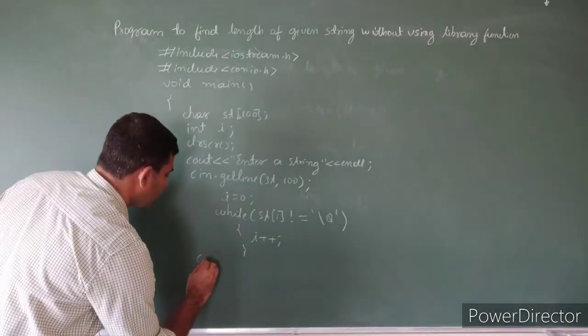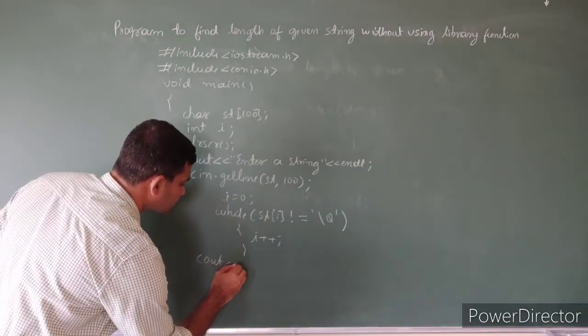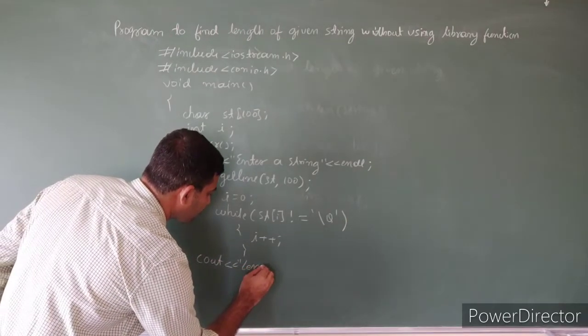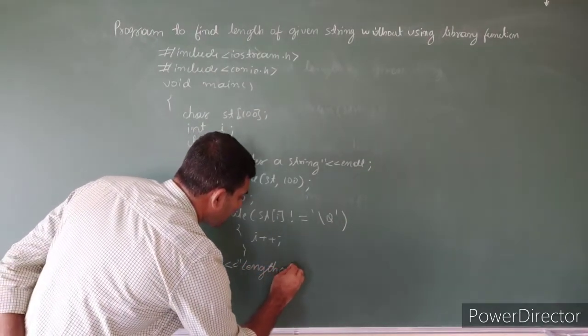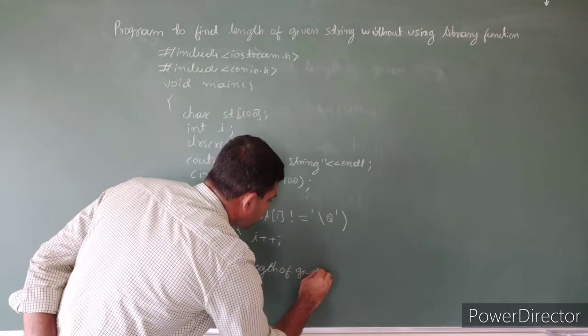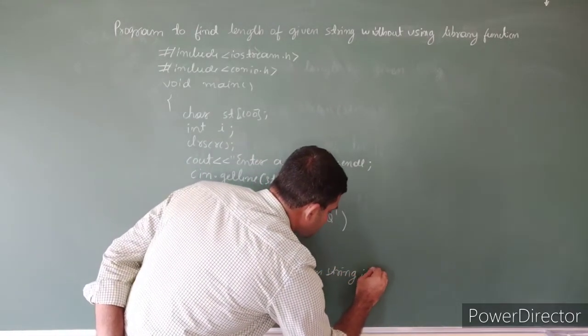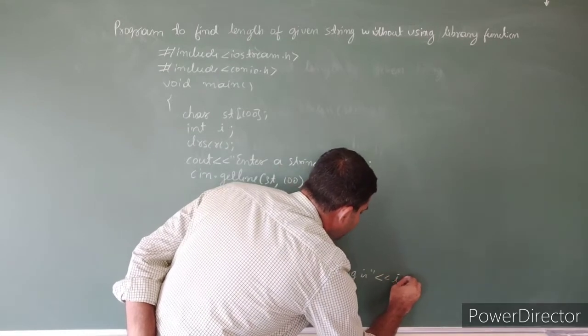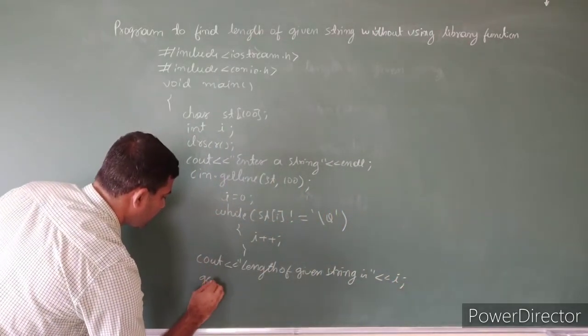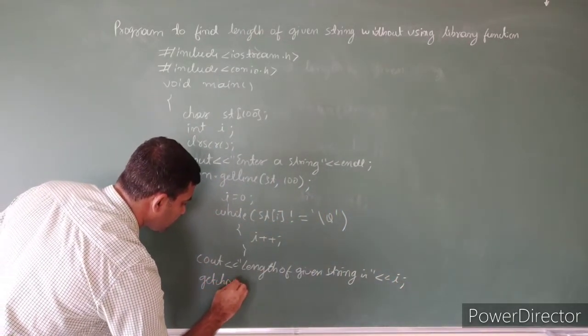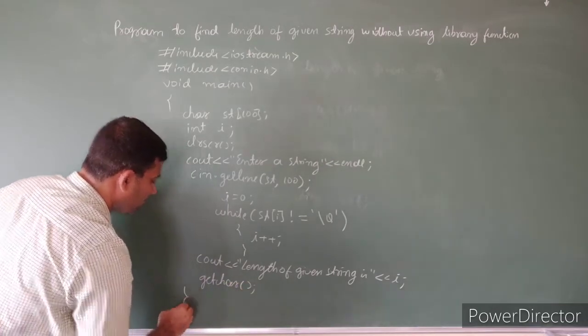Just print it. cout, length of given string, is variable i. getch. Close the main function.